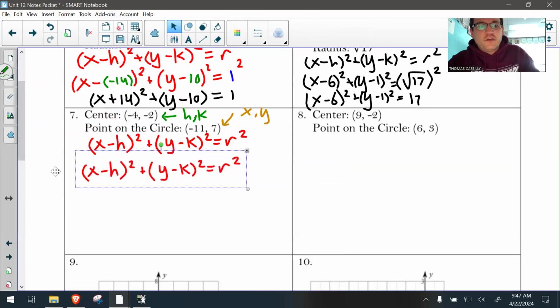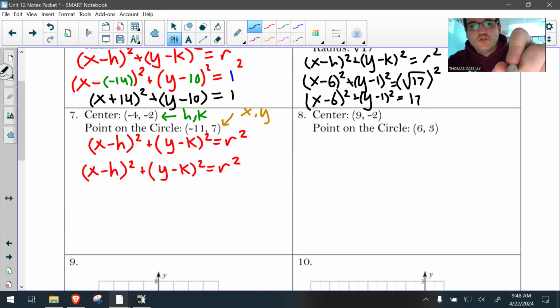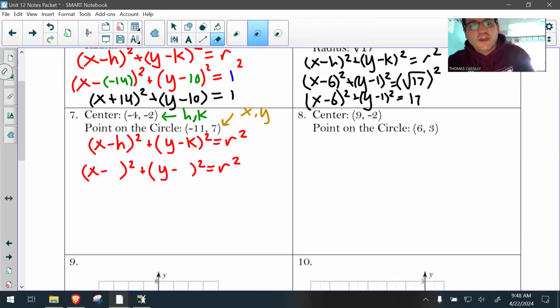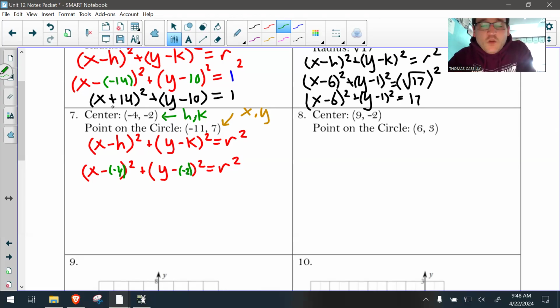So instead of saying h, we know what h is. Instead of saying k, we know what k is. So plug in the appropriate numbers. So this is minus -4, and this one gives us minus -2. We know what the x and y values are, so get rid of x and y and plug in the appropriate numbers. The x value is -11. The y value is 7. From there, we can figure out what the radius is.